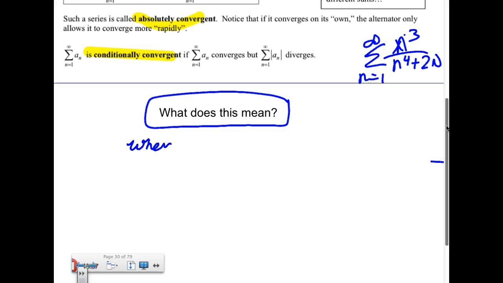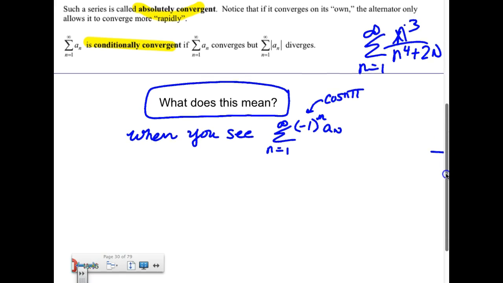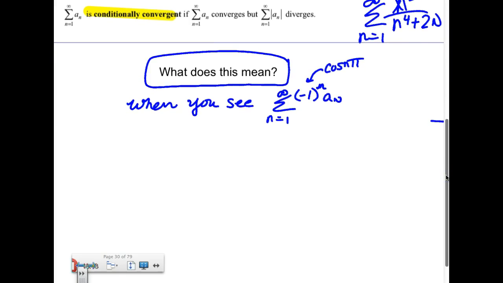When you see an obviously alternating series, (-1)^(n+1), whatever, like this. Or again, you could have your sneaky alternator, cosine n pi. By the way, sine n pi is not a sneaky alternator. You can give it a whirl. But when you see an obviously alternating series, and they're incredibly easy to spot, what do you do first? Number 1, you remove the alternator.